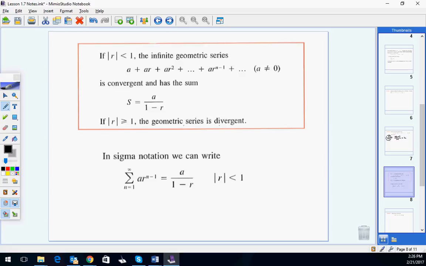So the rate can't be bigger than 1. If it's bigger than 1, it's divergent. If it's less than negative 1, it's divergent, like negative 4, a big negative.